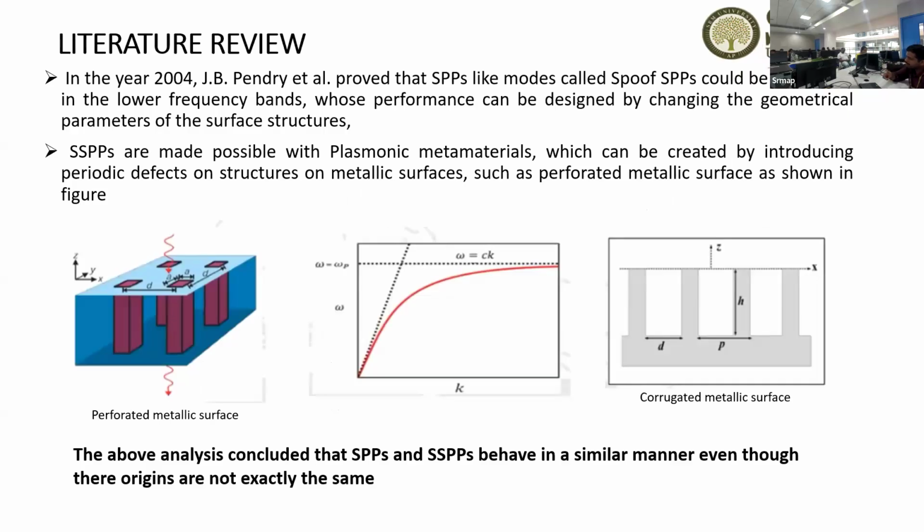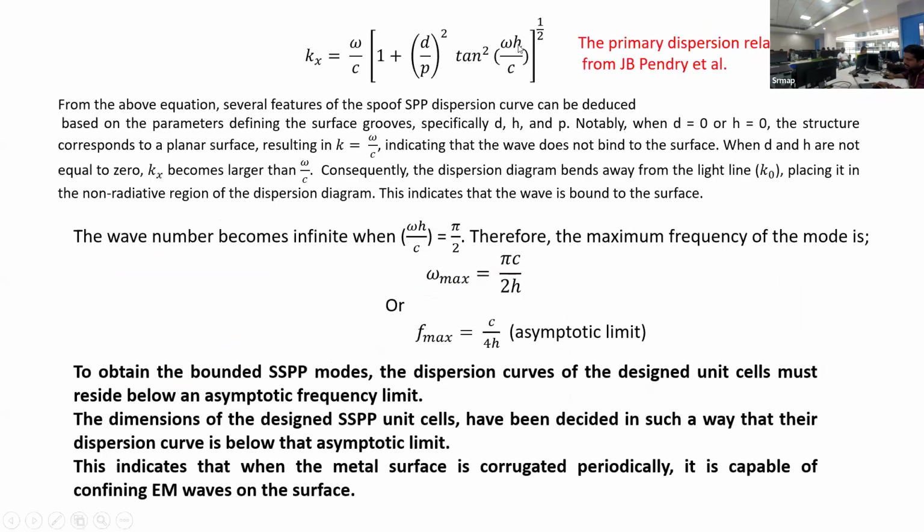The characteristics of the surface plasmon polaritons exist at the lower frequency bands, and he proved that by designing corrugated metallic surfaces and perforated metallic surfaces, and he obtained this type of dispersion diagram. And this is the primary dispersion diagram here, according to J.B.